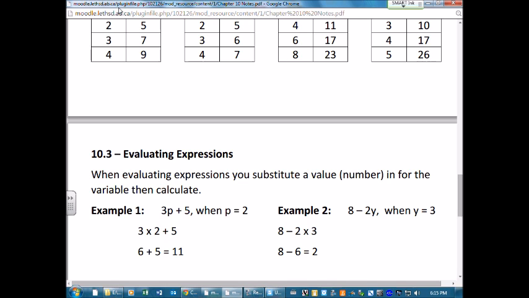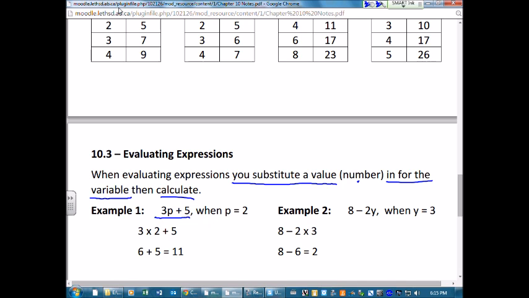These are your notes. It says when evaluating expressions, you substitute a value or number in for the variable, and then you just calculate it or solve it. Okay, so here's a couple of examples. Now, remember that when you look at an expression like 3p plus 5, 3p means 3 times p. When you have a number beside a variable, that means you will always multiply.